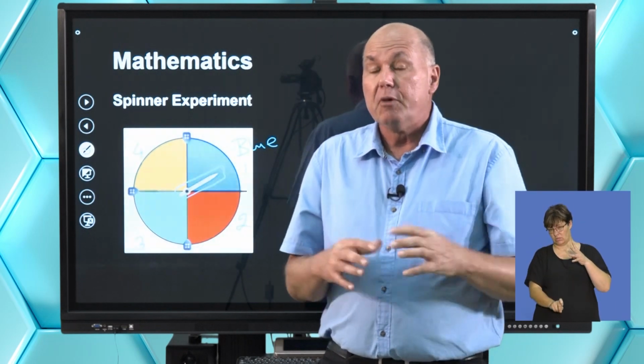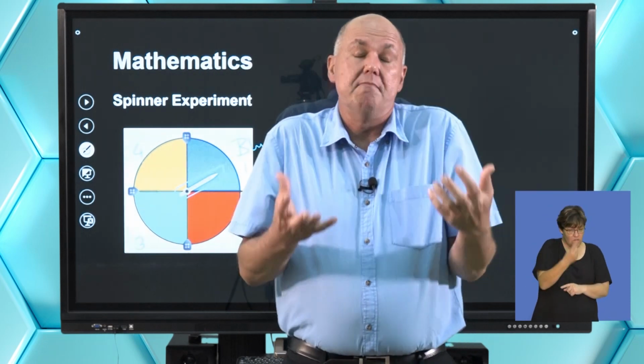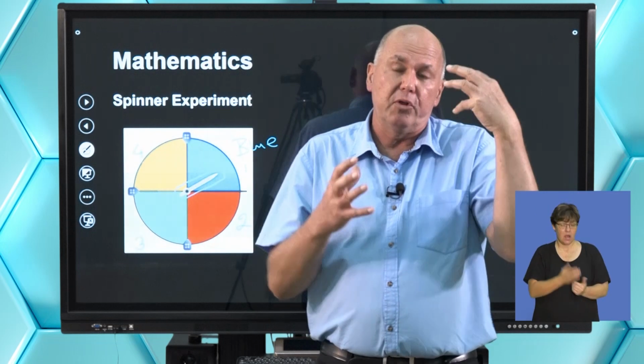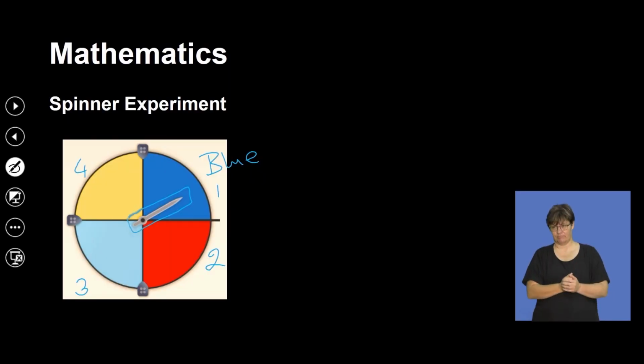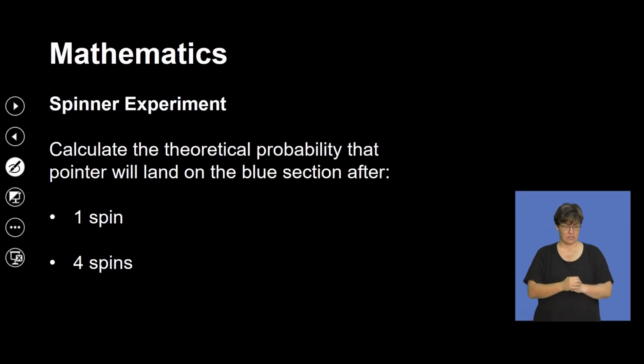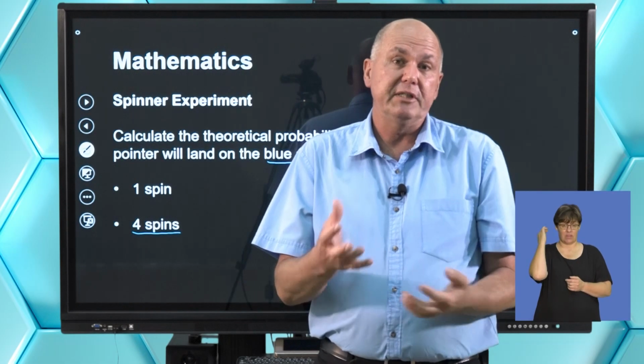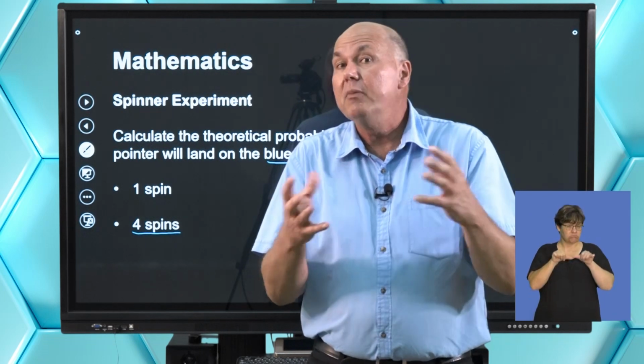But before we do that, I'd like you to think about some questions, because before every experiment, we must make some predictions. We've got to think about what the possible outcomes could be. Apply some probability thinking. Can you calculate the theoretical probability that the pointer will land on the blue section after just one spin? What will the theoretical probability be after 4 spins? Got any ideas about what we could be doing? Do you think the theoretical probability will change, or will it remain the same?